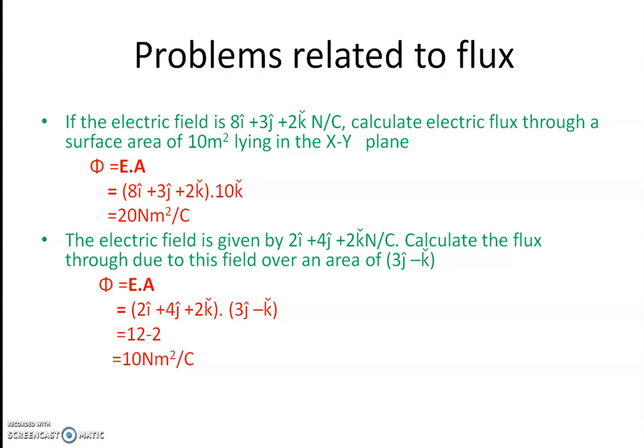Sometimes when you are solving problems, you will get the value of flux as negative. So what's the significance of that negative value? A negative value shows that the surface includes a negative charge. Okay. And if you are getting a positive value, that shows that the surface includes a positive charge. If the net charge enclosed by the surface is positive, you will get the flux as a positive value. And if the net charge enclosed by the surface is negative, you will get the flux as a negative value.